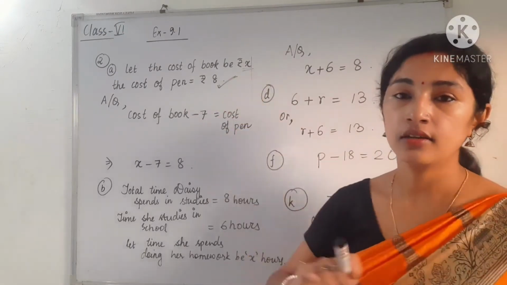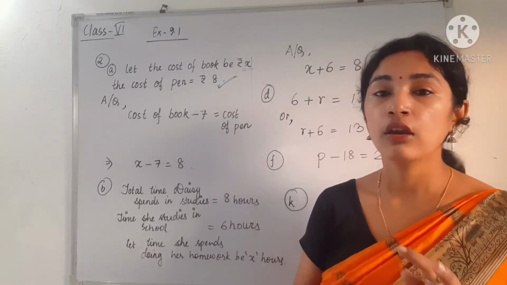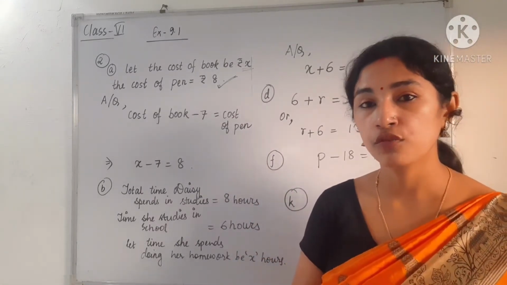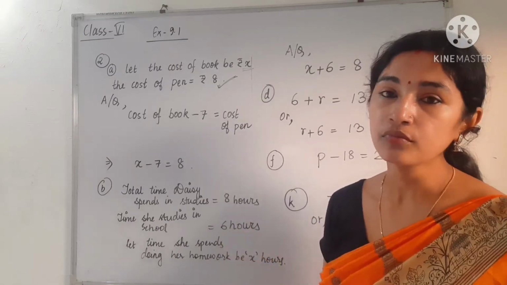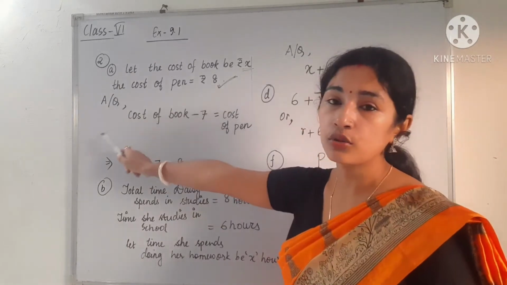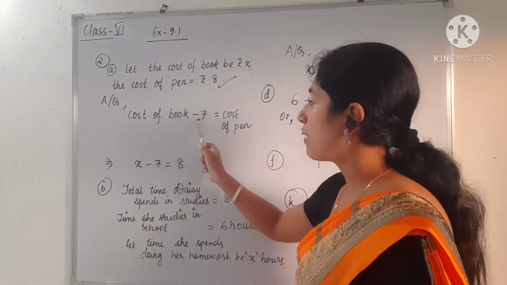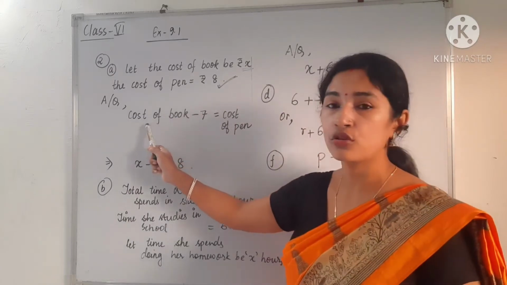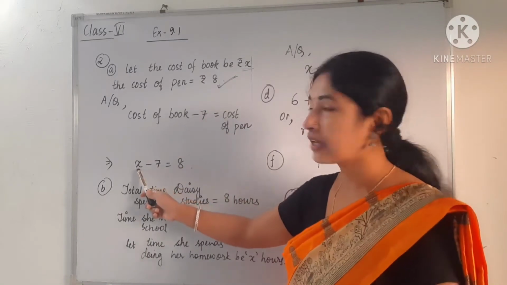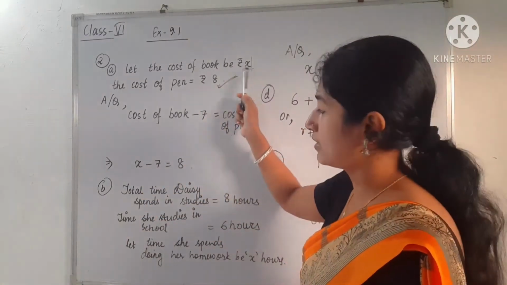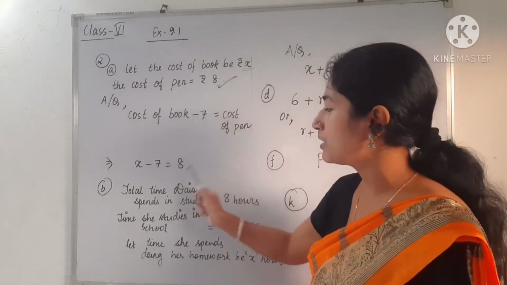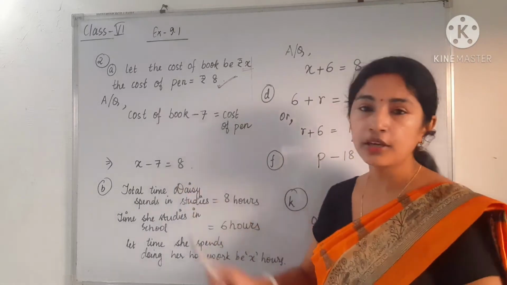And this particular statement, we can also say like this: if we subtract 7 from the cost of the book, then we will get the cost of the pen. So according to the question, the cost of the book minus 7, when we subtract 7 from the cost of the book, we will get the cost of the pen. So what is the cost of the book? It is x, already we have taken it as x. So x minus 7 is equal to the cost of the pen, rupees 8. Okay, so this is the algebraic equation.